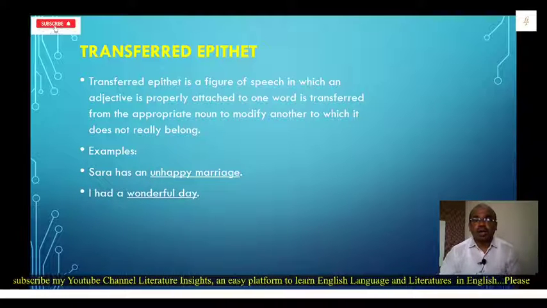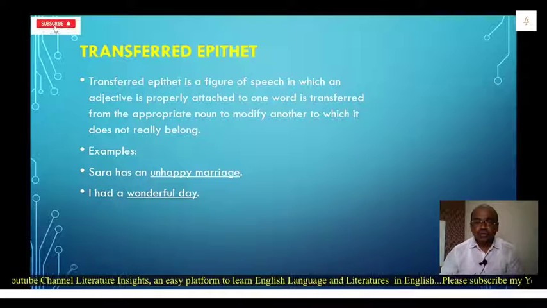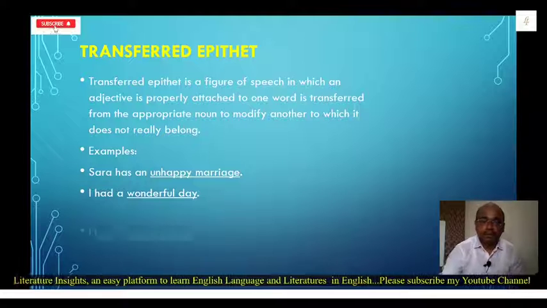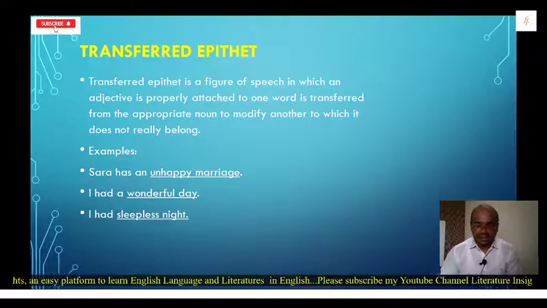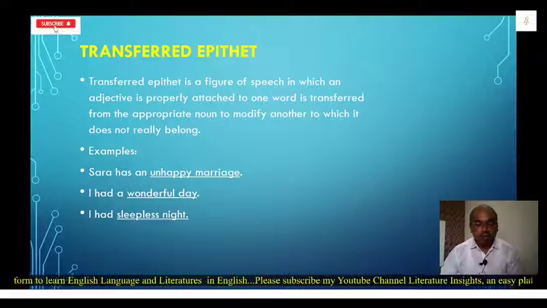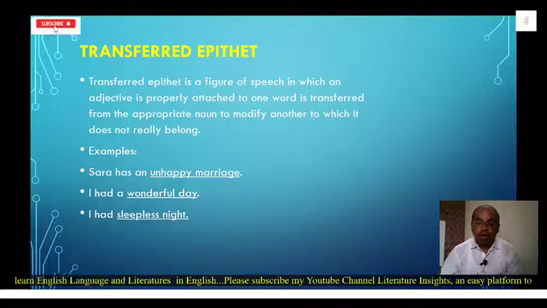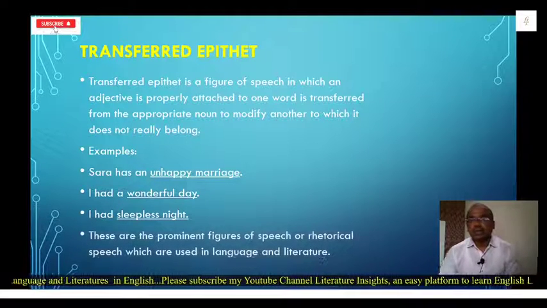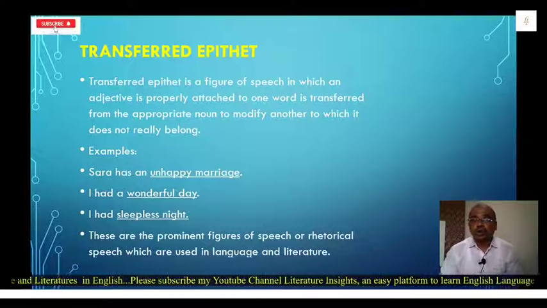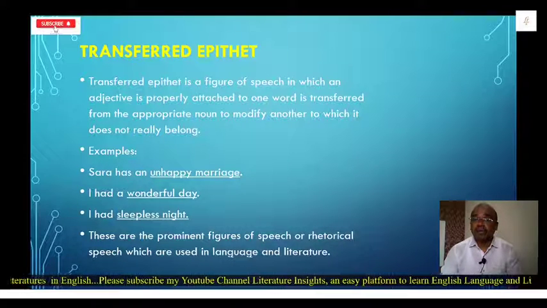Then, I had a wonderful day. In this sentence the day is not itself wonderful but the speaker had a wonderful day. Then another sentence, I had a sleepless night. In this sentence we can find transferred epithet. The night was not sleepless but the speaker or a person was sleepless. So these are the prominent figures of speech or rhetorical devices which are used in language and literature.